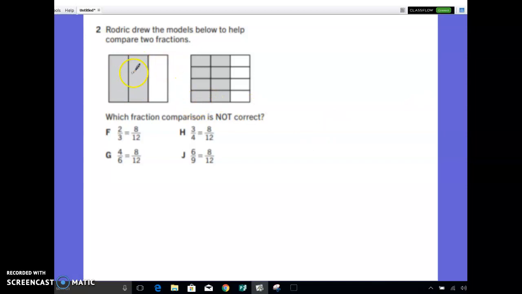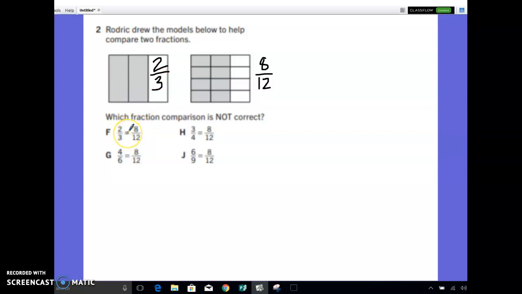rectangle, and we talked about how it was divided into thirds. So if I'm looking at the shaded part, I have 2/3 shaded. And on this one, I have 1, 2, 3, 4, 5, 6, 7, 8. I have 8/12 shaded. So first, I'm going to look to see, do we have that as an answer? And if we look, sure enough, we do. 2/3 equals 8/12. And we have to remember that equal sign.